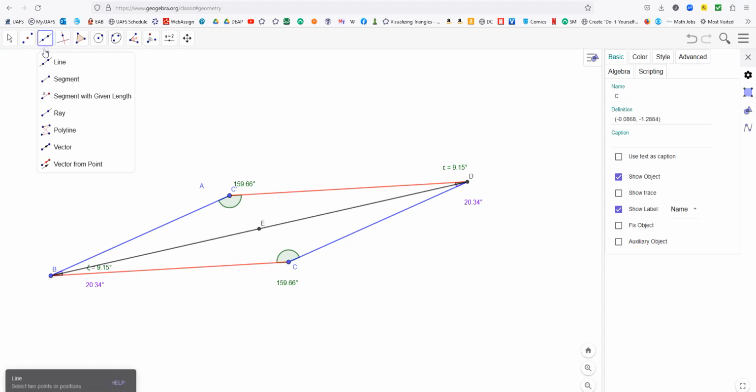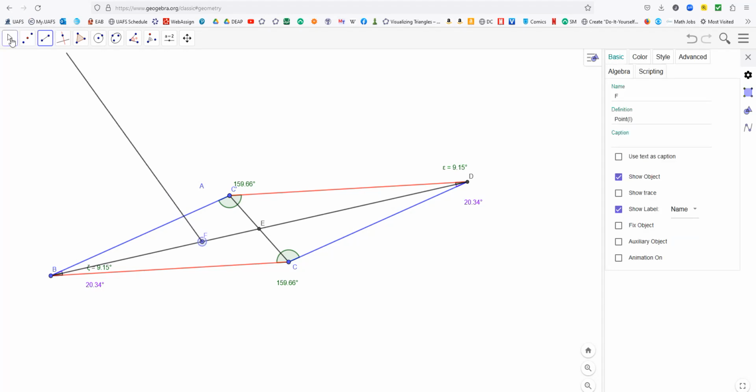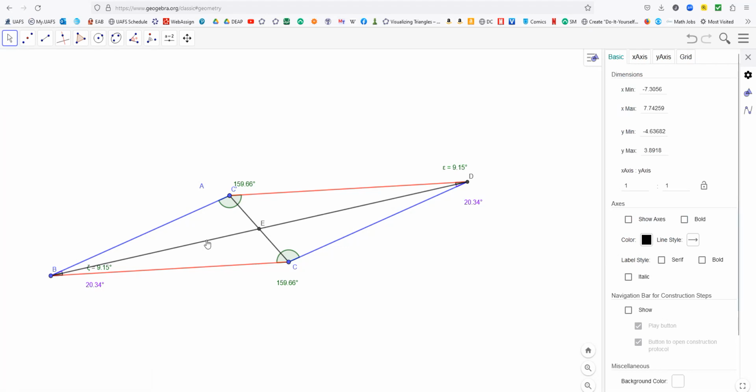Well, what if we do the other diagonal? Does it make any difference which one we started with? Okay, well, now look at, let's just get rid of that guy. Look at those two triangles. Well, they're congruent as well.